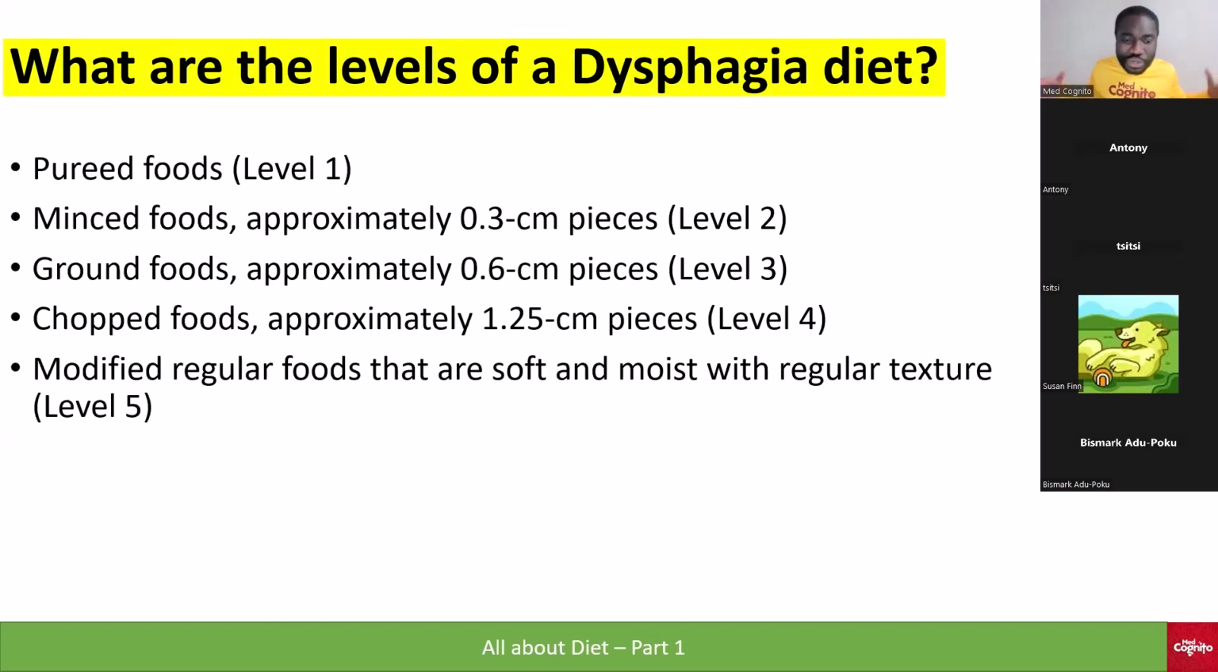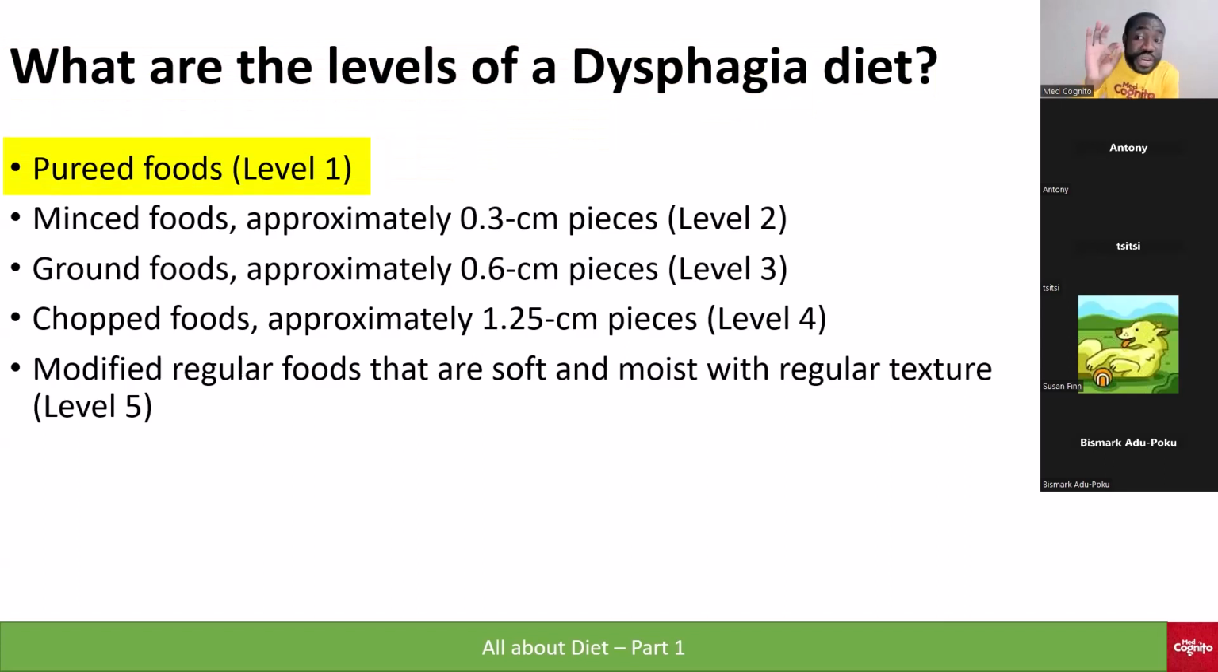In life, as we know, in everything, there are levels. Even in football, we have levels. We have the maestros, we have the common players, and we have the Sunday specials as well. So, in the dysphagia diet, there are levels. The first level of dysphagia diet is pureed food. That is level one. Please take note of this very well.